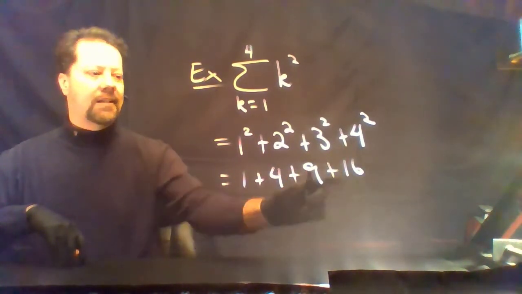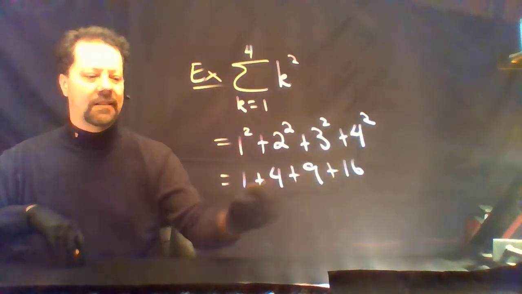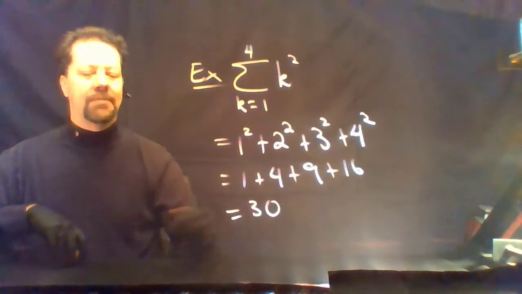Nine and 1 is 10, 4 and 16 is 20. This whole thing adds up to 30. There are some basic formulas you need to be aware of and should recall from your course in pre-calculus. Here's an example.